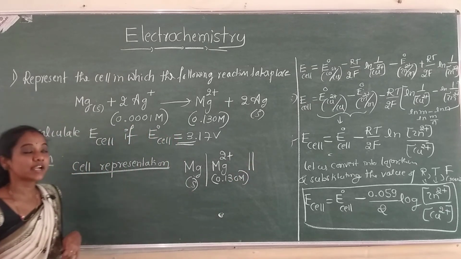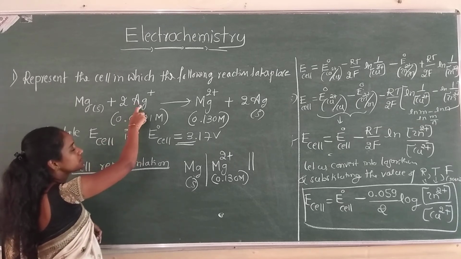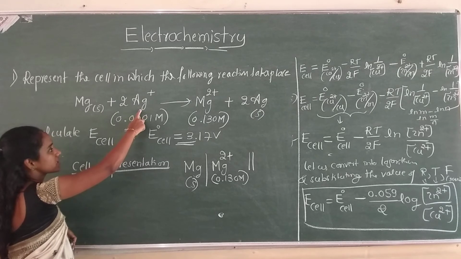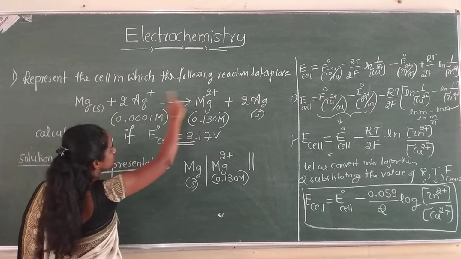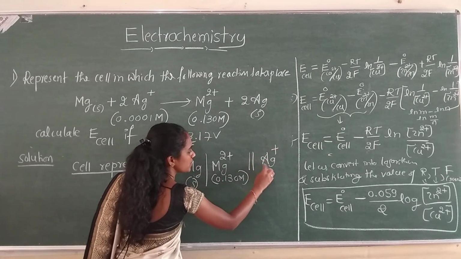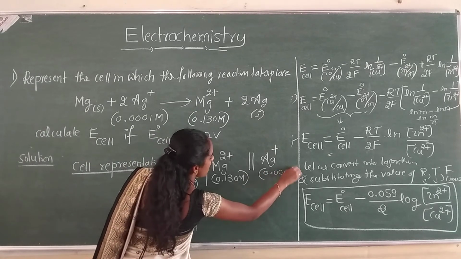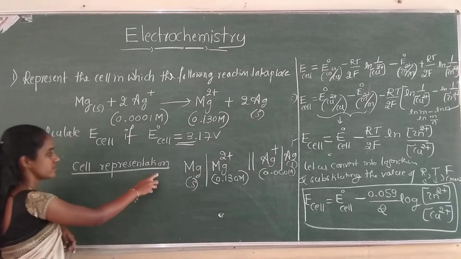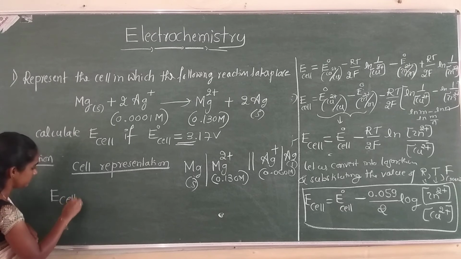On the right hand side we have to write the cathode. Cathode means at that particular electrode the reduction reaction is taking place. Which is the reduction reaction here? That is silver, Ag+ to Ag. That means the electrolyte is Ag+, no need to write 2Ag. So here the concentration is 0.001. Next is silver. So this is the cell representation, very important. Next we shall calculate E cell.